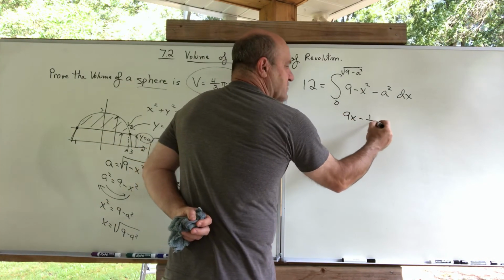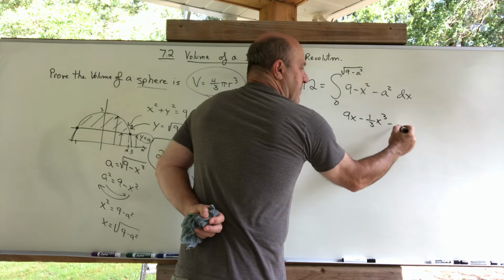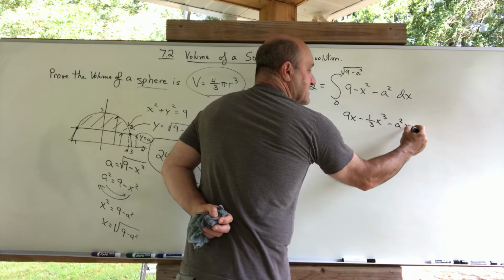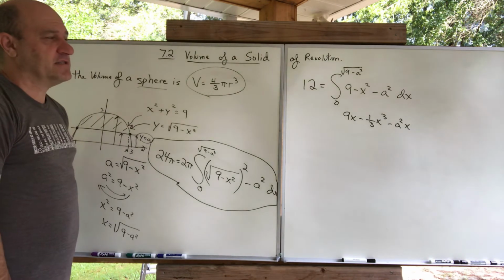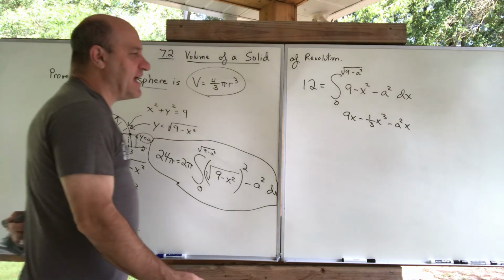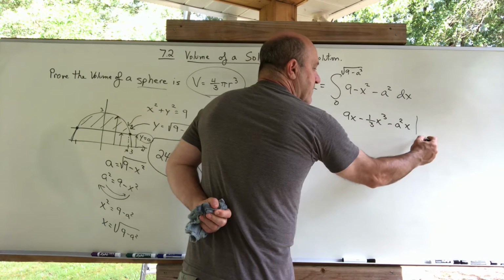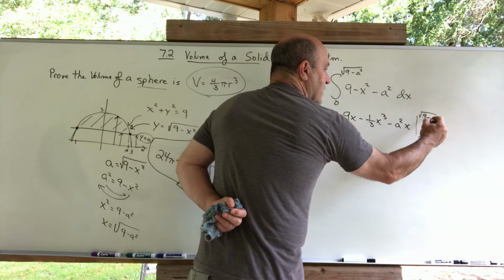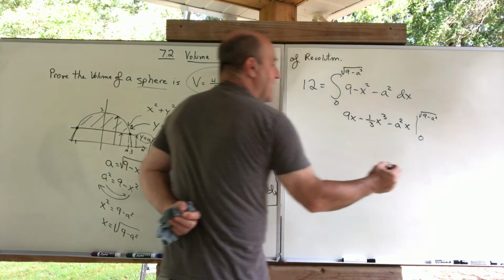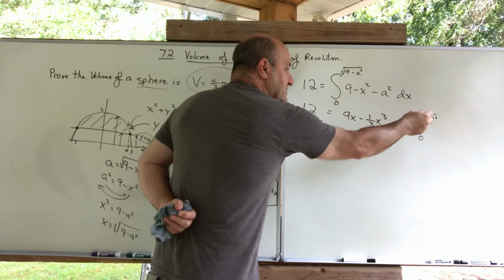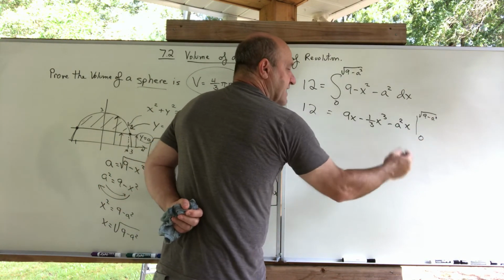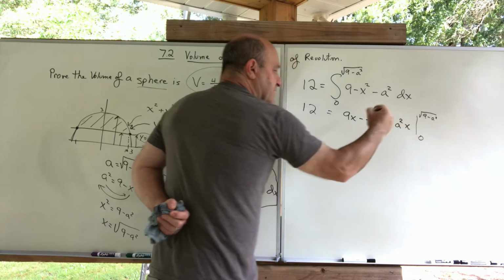9x minus 1/3 x cubed minus a squared times x. Remember, a is some constant. A squared is some constant. We integrate with respect to x. We evaluate from 0 to this nasty square root of 9 minus a squared, and it's going to equal 12. But I plug this in for x. I plug the 0 in for x next. That'll be a bunch of zeros. So I really just plug this in.